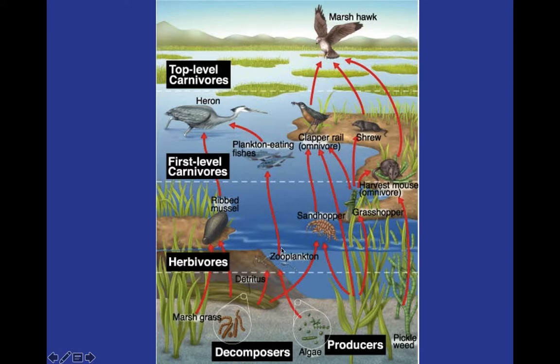Let's take a look at this harvest mouse, which is an omnivore. So we have the pickleweed here. The grasshopper eats the pickleweed, so that makes it the second trophic level. And then the harvest mouse eats the grasshopper, so it's now on the third trophic level. But if the harvest mouse eats the pickleweed directly, then it is on the second trophic level. So depending on which chain you follow, it could be on either the second trophic level or the third trophic level.